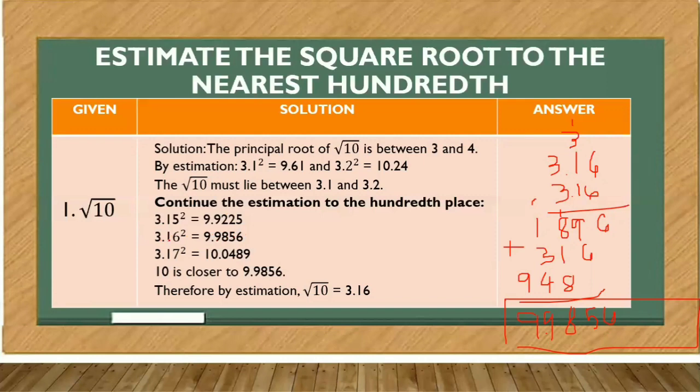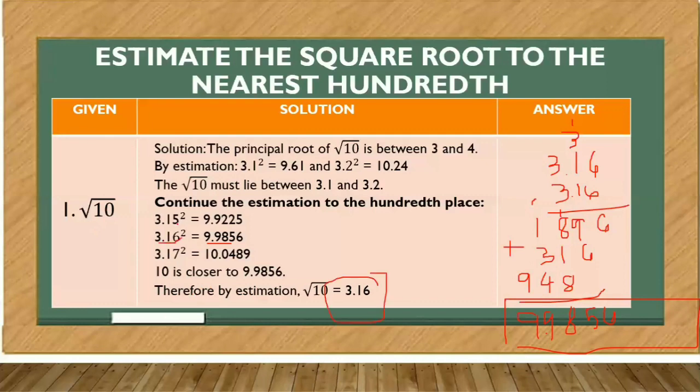So it means 3.16 ay mas malapit na kay square root of 10. Kapag ginamit naman natin si 3.17, sobra na siya kay 10. So ibig sabihin, dun lang tayo sa mas malapit sa kanya, which is 3.16. Alright, so 10 is closer to 9.9856. So dito po siya. Si 10 ay malapit dito. It means, ang estimation ng square root of 10 is 3.16.